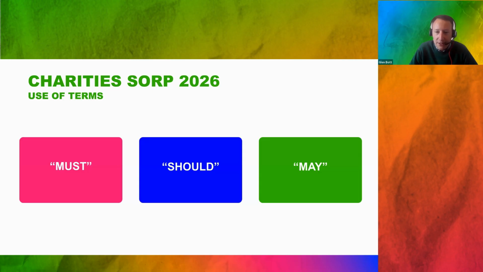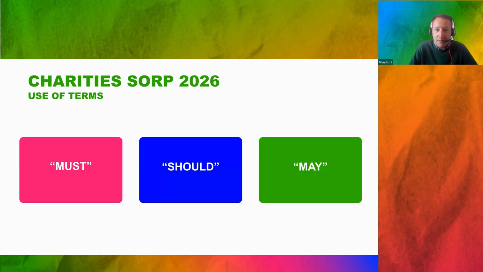These musts are typically driven from the underlying accounting standards. So if it's a requirement from FRS 102, then it's a must within the charity SORP. And they'll relate to things like accounting treatments, disclosures or presentational requirements, so things that need to be included for those accounts to show a true and fair view.